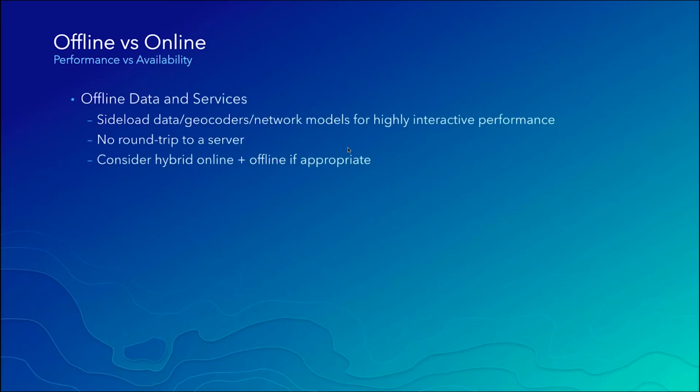But in addition to that, there are aspects that feed into that. So Rich was just showing there and talking about online versus offline data. Now, it's always a balance. So what you can do with offline data is you can take data, geocoders, network models, and sideload them onto the device, have them running and stored natively on the device for really highly interactive performance. It's really driven by there being no round trip to a server to pull that data down.